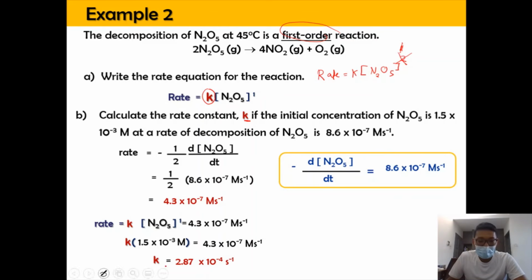And as you can see here, the rate constant gives the unit of s^-1, which basically refers to a first order reaction.